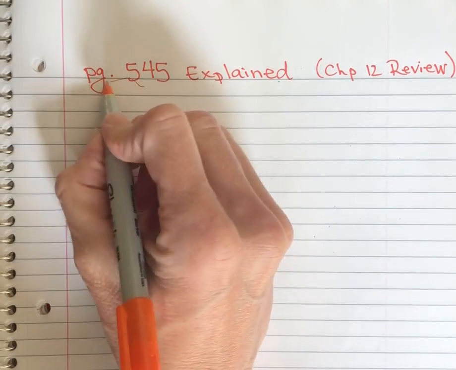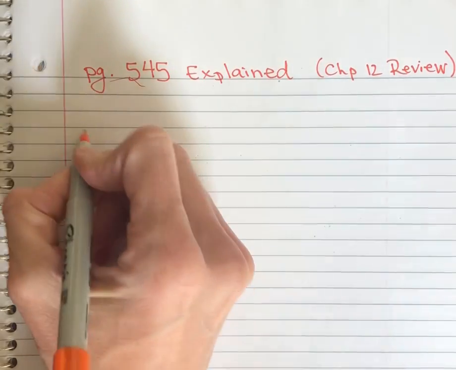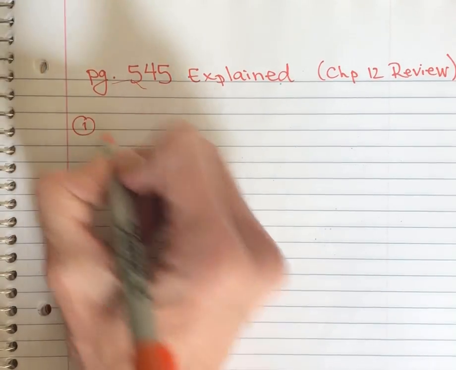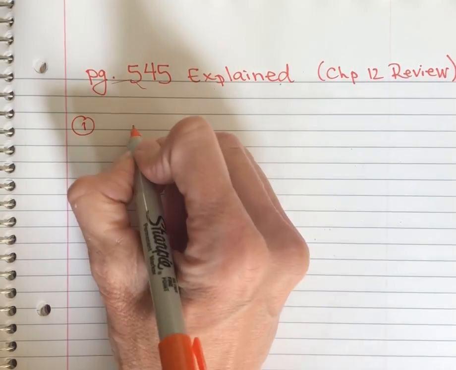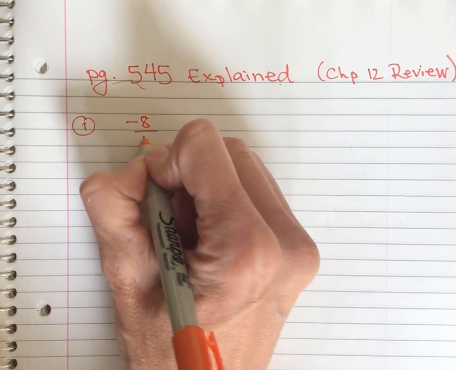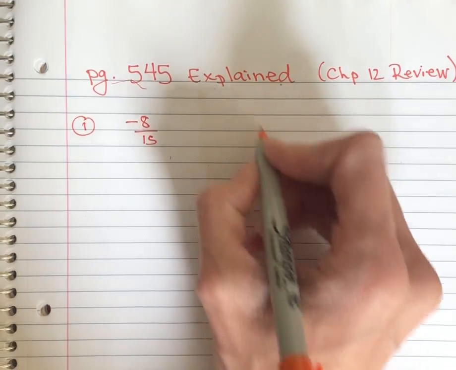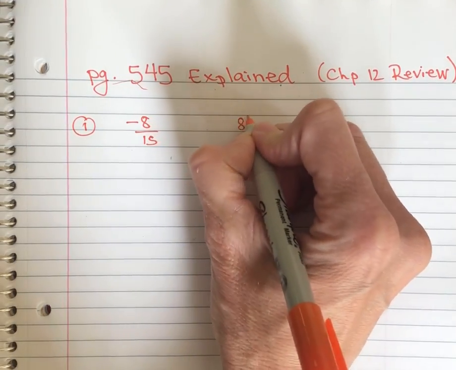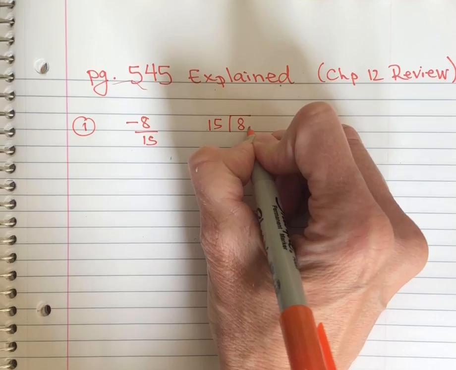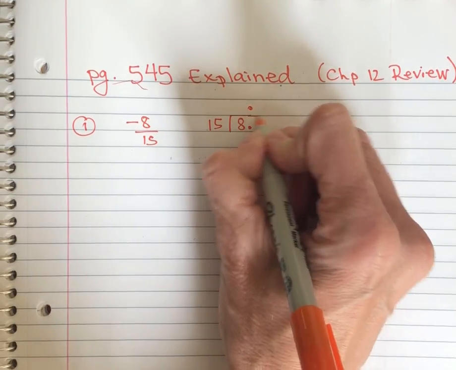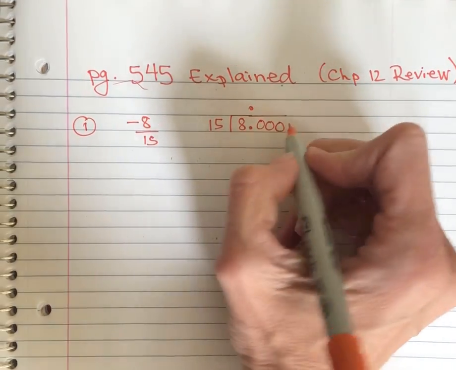So we're going to be going over page 545, the odds, starting with number 1. So we need to change -8/15 into a decimal. So when we do that, we always divide the numerator by the denominator. Decimal hop, give yourself 3 zeros.